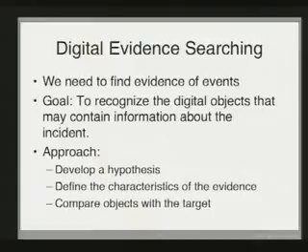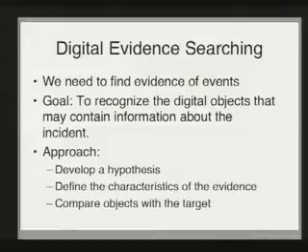So the second major area is the actual searching. The basic point of this is we need our evidence. We need to find the effect objects or the cause objects to actually say that this event occurred or not. So the basic goal here is to recognize the objects that may contain information about our incident. Our basic approach is to develop a hypothesis, define what we think the evidence is going to have, and then try to find it. So again, basically the whole searching phase is hypothesis driven. An example we had before was with our forged documents.